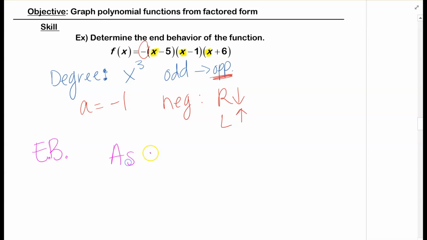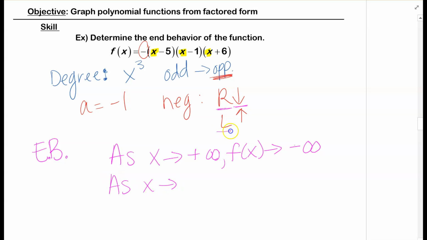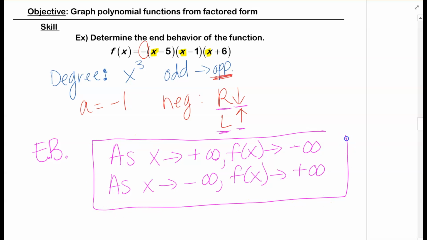I'm going to write it as x approaches, my right side, positive infinity. The function f of x is going to approach downwards, and down is my negative infinity. And as x approaches the left side, my left side is negative infinity. The function is going to go upwards, so my up is positive infinity. So this is my end behavior for this specific function, and notice it was an odd negative function.